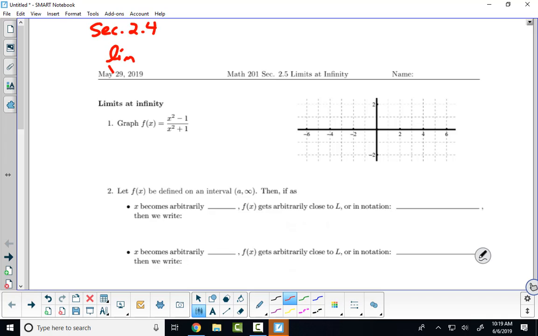We looked at the limit as x approaches a of f of x, and we looked at the instances where this came out to be either arbitrarily large positive or arbitrarily large negative. Okay? I've tried to keep section 2.4 and 2.5 separate so you had enough time to absorb 2.4 prior to moving into 2.5.